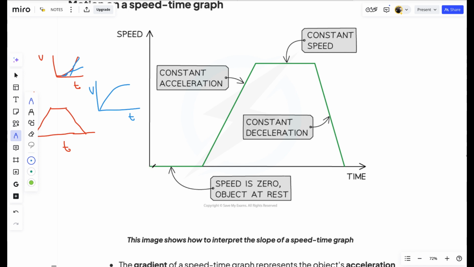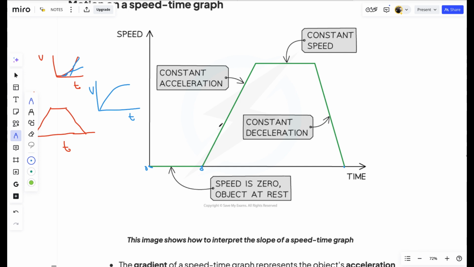Speed will be 0 only at the point where the line touches the horizontal axis. When they ask you where do you have a 0 speed, it is at this point, when this line touches this horizontal line, and on both sides, also at this point. Speed is also 0 here. Every other place, speed is not 0.